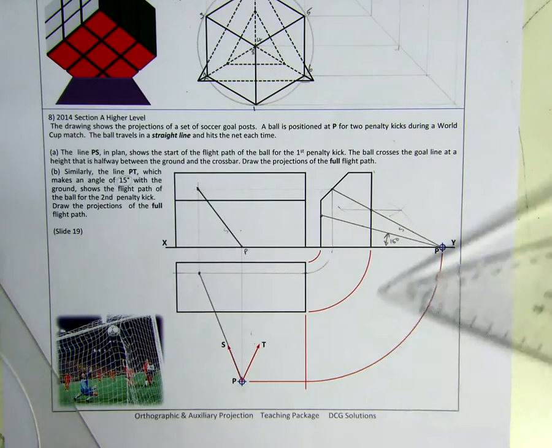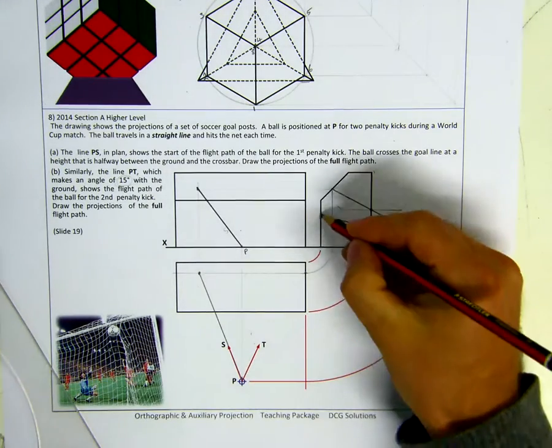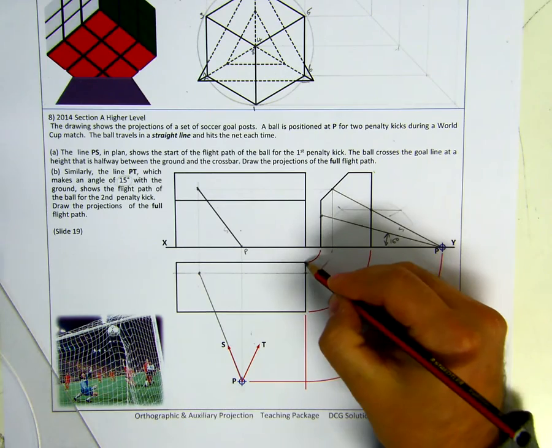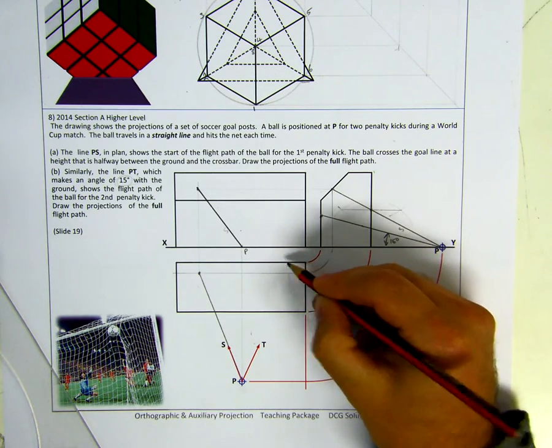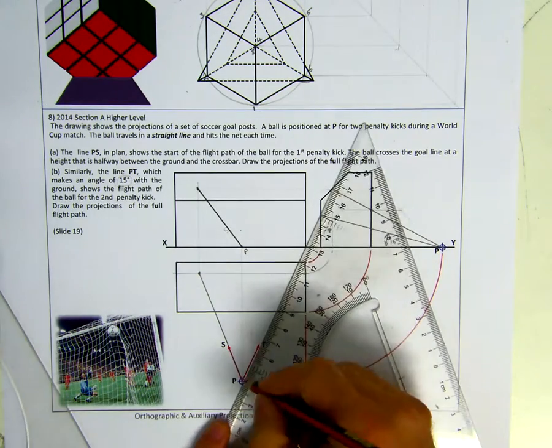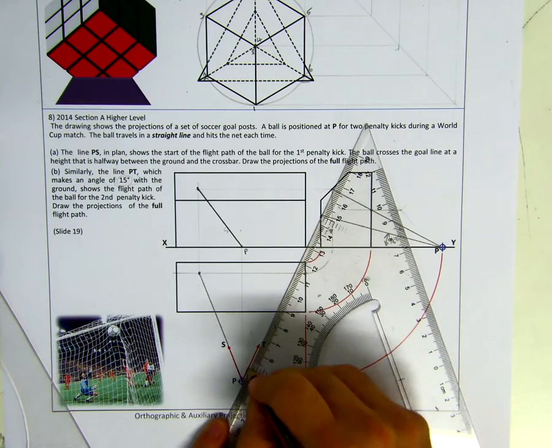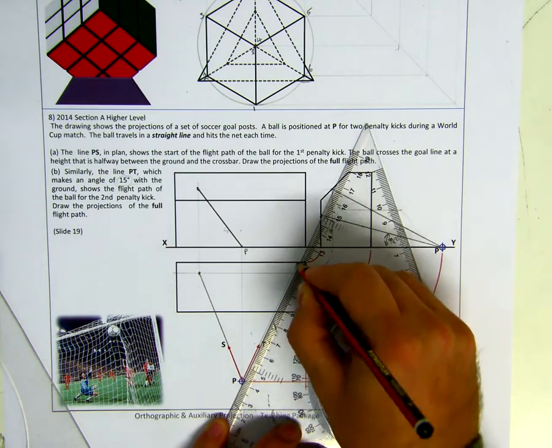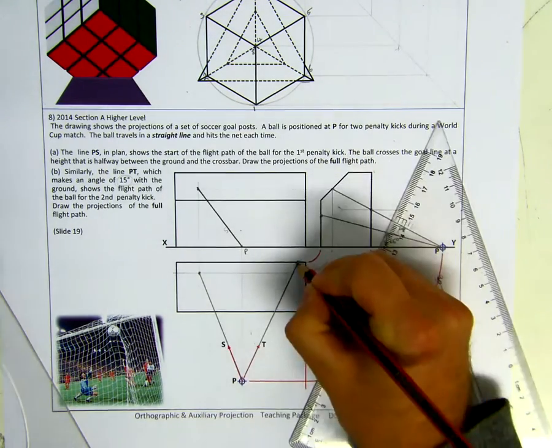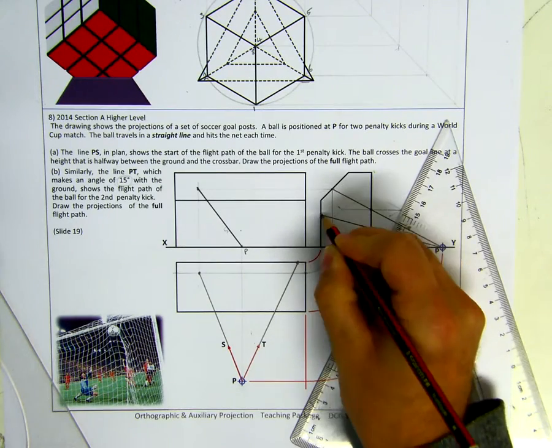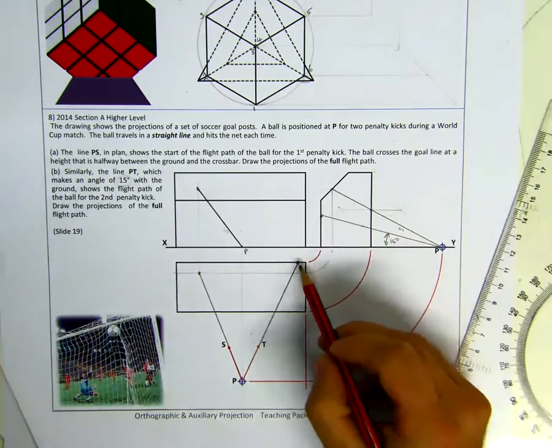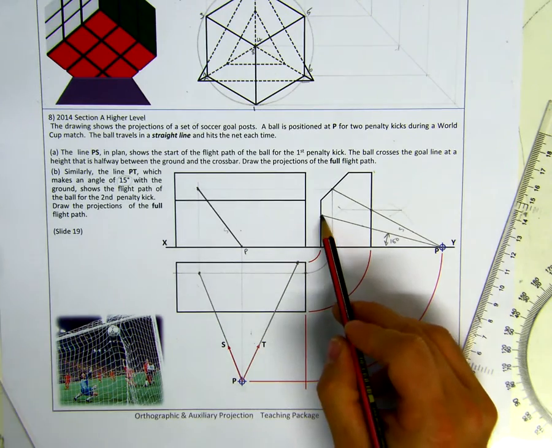Okay, so we know if we bring that point down and rotate it back around or use a 45-degree line, it's going to be on the back of the net. So we can bring our point in plan, our penalty kick, through point T till it hits the back of the net, and that's going to be our point where the ball hits the net in our plan. That's the point in our end view.